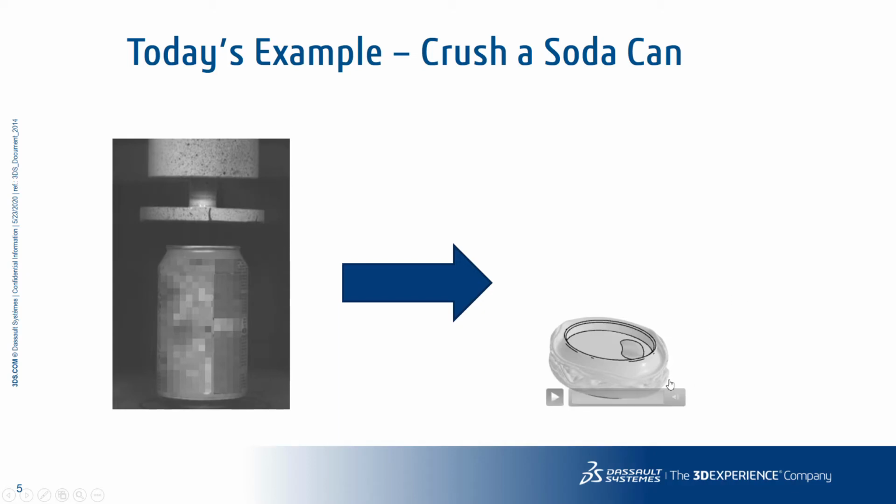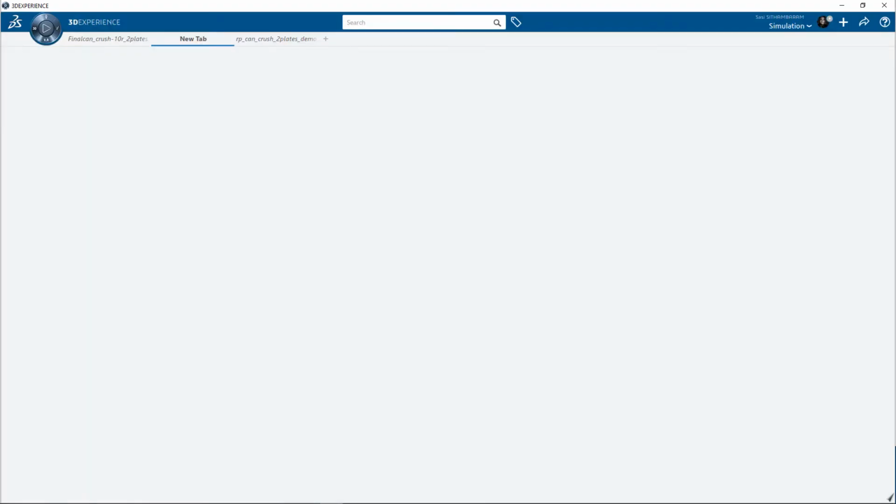This type of deformation can be applied in many applications. The type of material being used here is similar to sheet metal components. So any type of crash test, an automotive body being crushed, things like that, has the same setup as an application like this. So let's go ahead and switch over to the 3D Experience platform.